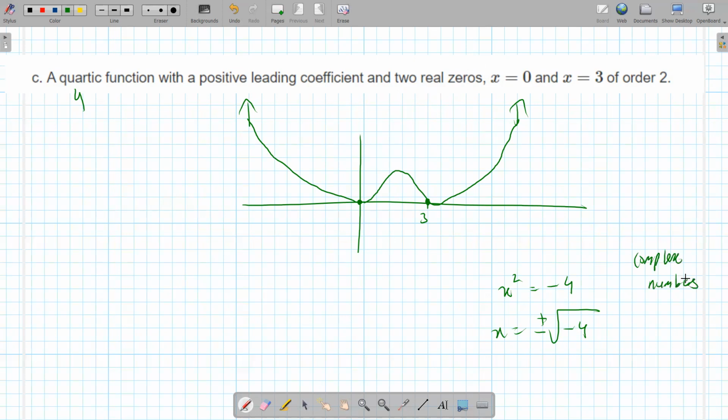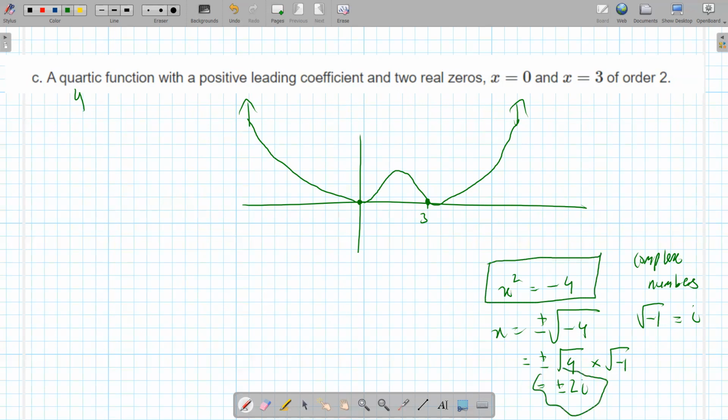What's the idea there? The square root of -1 is like pi. It's a constant. It's called i. I'm going to rewrite this as plus minus the square root of 4 times the square root of -1, because the square root of 4 times the square root of -1 is the square root of -4. Plus minus the square root of 4 is plus minus 2, and the square root of -1 is i. There we go. This equation has 2 complex zeros.